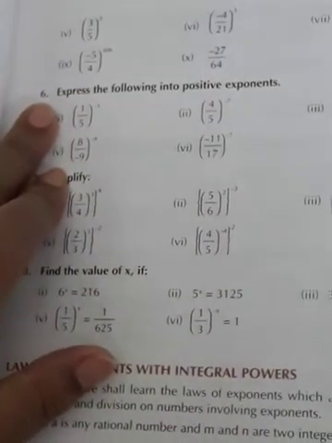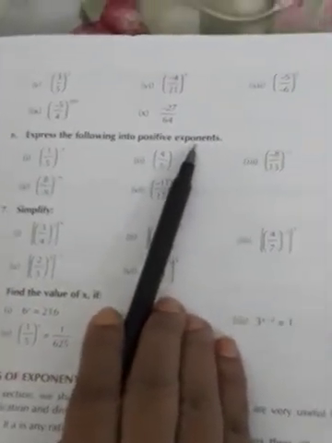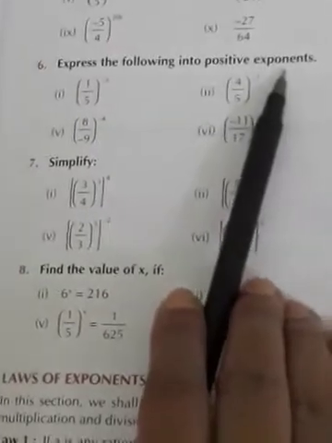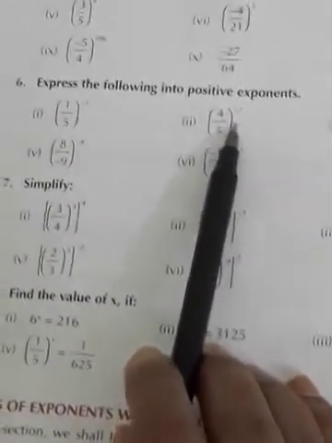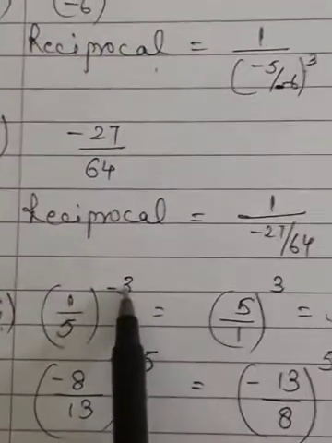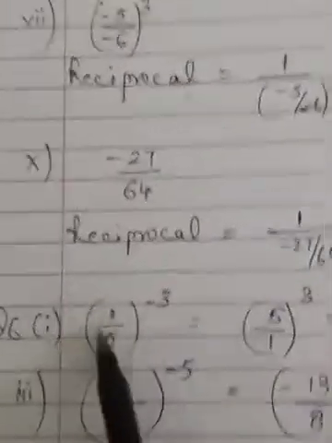Next is question number 6. Express the following into positive exponents. Exponents means power. So if the power is negative, you see in the question, your task is to change the power into positive. We can change the power into positive by taking the reciprocal. Let's do it here. Question number 6, first part. First part is 1 over 5 to the power minus 3. Okay, so I can take the reciprocal of 1 by 5.